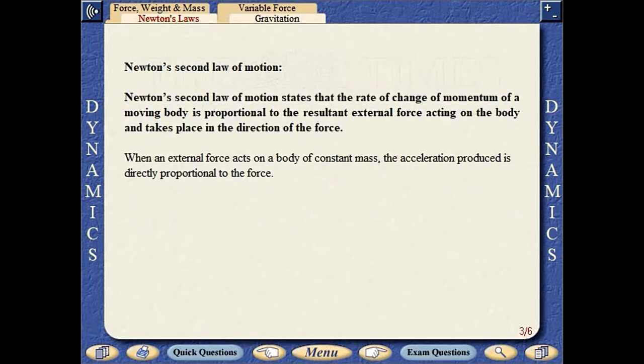Newton's second law of motion states that the rate of change of momentum of a moving body is proportional to the resultant external force acting on the body and takes place in the direction of the force. When an external force acts on a body of constant mass, the acceleration produced is directly proportional to the force.